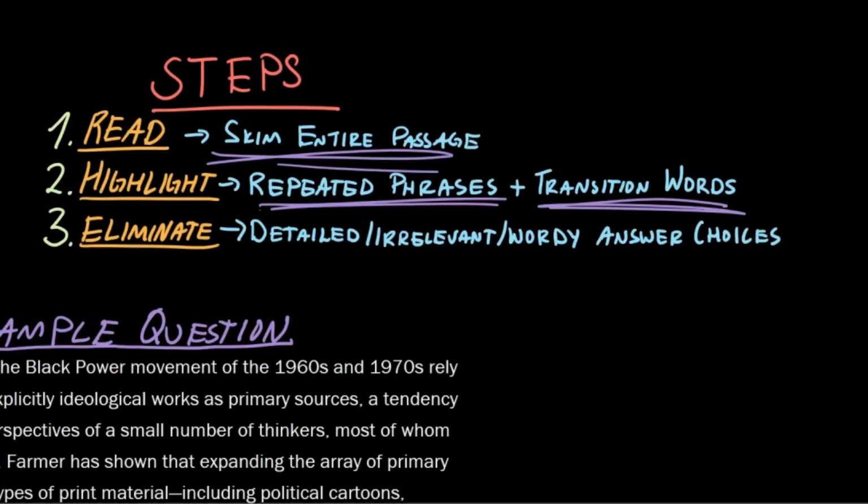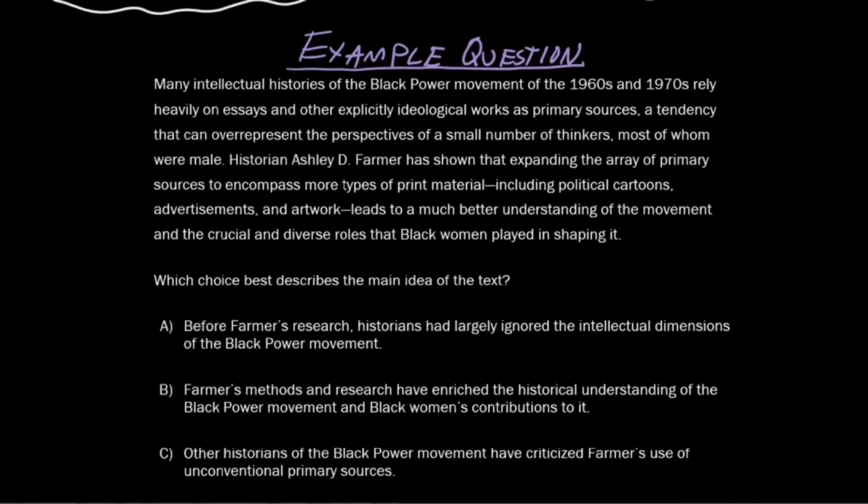Next, we're going to eliminate anything that's too detailed or too wordy. If it's too detailed or too wordy, it's probably not the answer, because you cannot have a main idea that's super detailed. It's got to encompass the entire passage, not just part of it. And if you've got an irrelevant answer, you've got to cross that out. Let's take a look at an example question here.